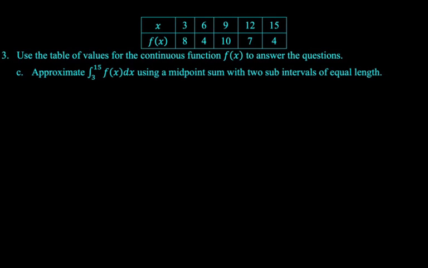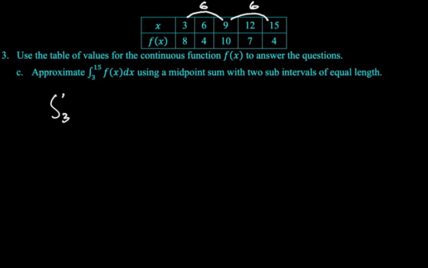The last question in this problem set, though, is actually the midpoint sum. You need a very specific table to be able to do a midpoint sum, because you need to be able to actually find from the table the midpoints of the intervals, which is hard to do unless everything is evenly spaced, which is the case here. So we're going to use 2 subintervals of equal length. If they're of equal length, they're each going to have to be 6, right? So 3 to 9 and then 9 to 15. Both of those are 6. We're going to use that.